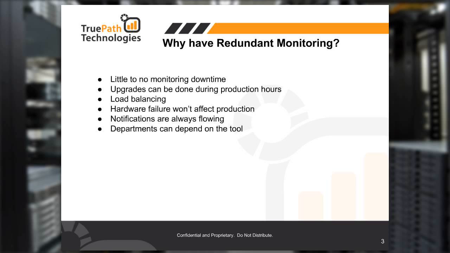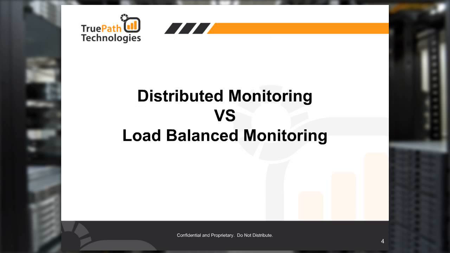Redundant monitoring means that you're going to have notifications constantly flowing. You're not going to lose alerts and notifications because of a single point of failure. And more departments can depend on the tool. Again, the monitoring is starting to rise up into the stack as far as what people really rely on. So when you have that, you need redundant monitoring so things don't go down. So let's talk a little bit about the difference between distributed monitoring and load balanced monitoring.